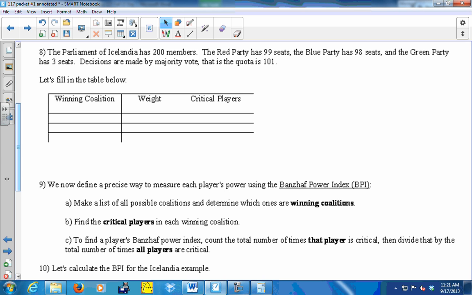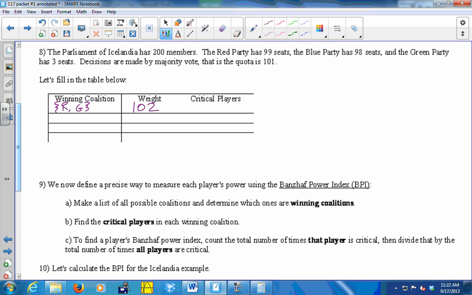Okay, so I want to fill in this table. I want to list all the winning coalitions, all the teams of players that can team up and have enough votes to pass a motion. So what parties could team up and get 101 votes? Red and green. We'll call them R and G, so we could write R, comma, G. Together they have 99 plus 3 seats, which is 102 votes.